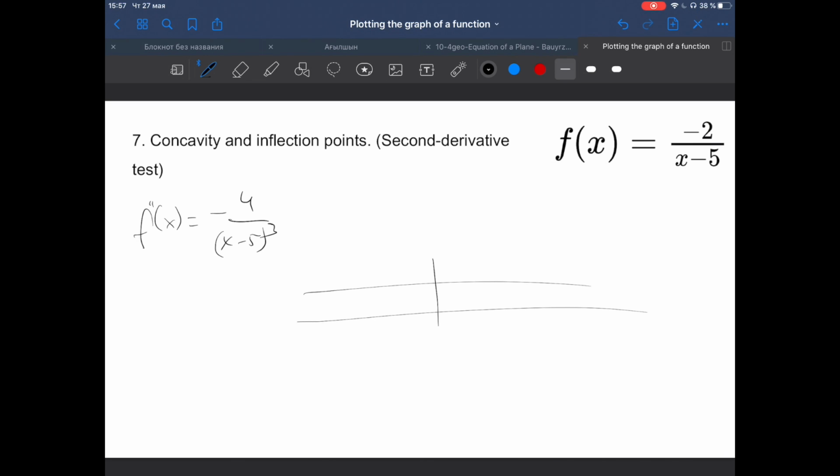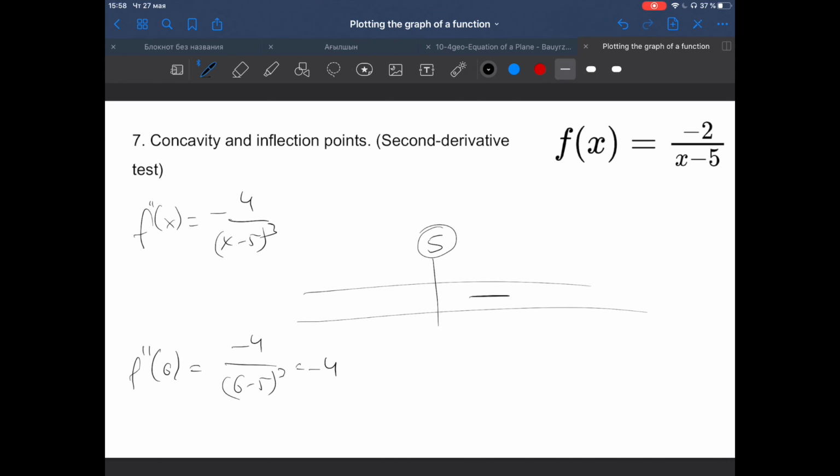And we know that x is not equal to 5, from the domain of the function. And look, from the right side, if you put any number greater than 5, for example, let me put 6 instead of x. F double prime of 6 is equal to minus 4 divided by (6 minus 5) cubed. And what will be this number? 6 minus 5 is equal to 1. 1 cubed is 1. And if we divide minus 4 by 1, here will be minus 4. Minus 4 is a negative number. From that, from the right side of our sign chart, we just put the sign minus.